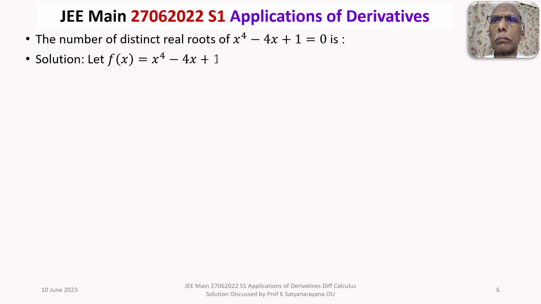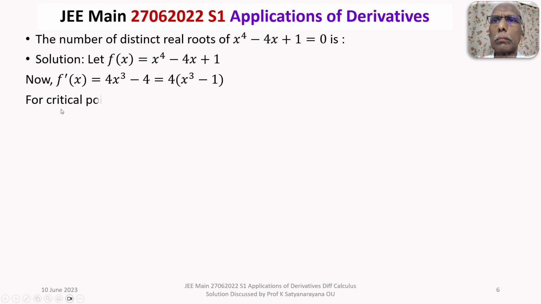We now discuss the solution of the problem in detail. Let f of x is equal to x to the power of 4 minus 4x plus 1. Now, we first take its first derivative. The idea is that we want to find the critical points of this function. So, take the first derivative, f prime x is equal to 4x cube minus 4. We have taken 4 common, 4 multiplied by, in brackets, x cube minus 1.